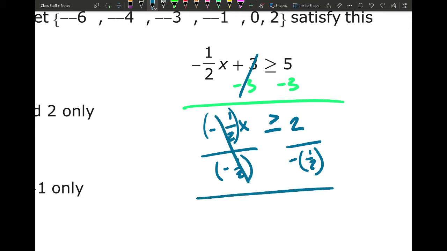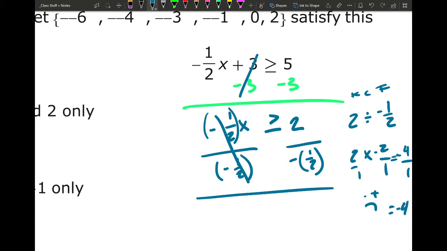So dividing by a half means to actually multiply by 2, or you can just do 2 divided by negative 1 half, and then do the keep, change, flip, which is a longer process. So this will be 2 times 2 over 1. You just put a 1 under it, 2 times 2 is 4, the bottom is 1, negative and positive makes a negative, right? Negative 4 over 1 is just negative 4. Like I said, dividing by a half is the same thing as multiplying by 2. So this side is negative 4, this side is x.